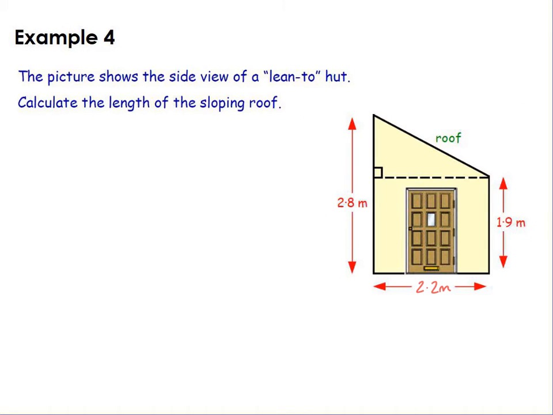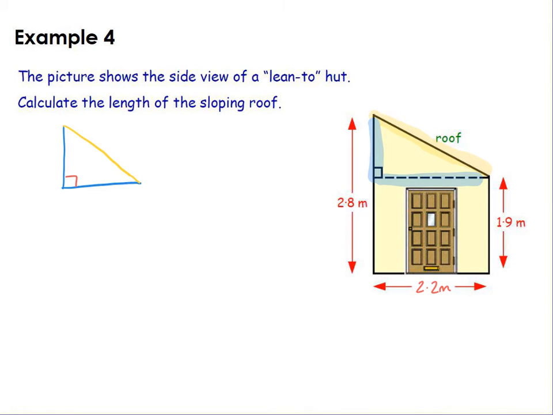So example 4, a little problem solving question. The picture shows the side view of a lean-to hut. Calculate the length of the sloping roof. Now the sloping roof is the length of the hypotenuse of this triangle. First thing I'm going to do is make a wee diagram just to make it a bit clearer. So here is that triangle. I'll put the right angle in.